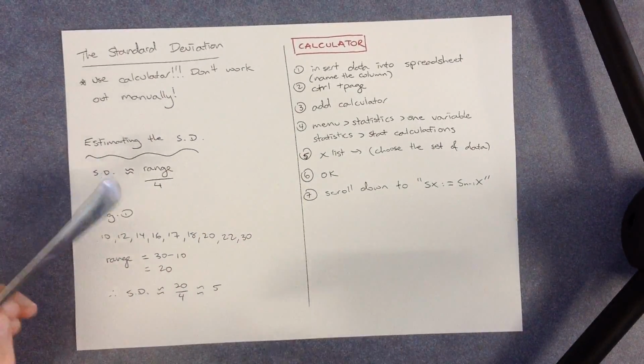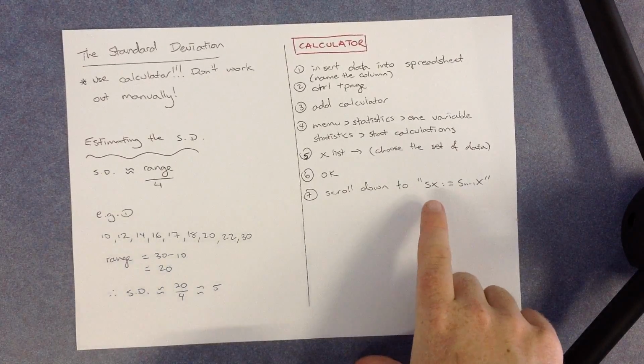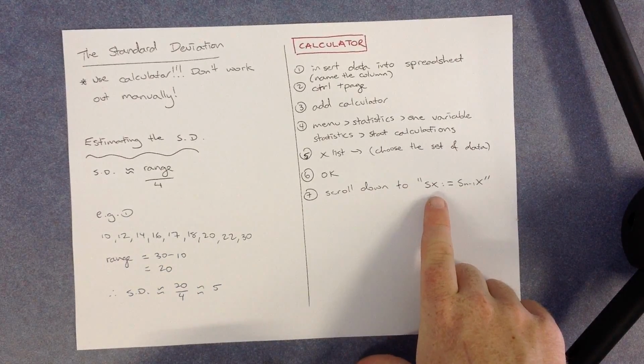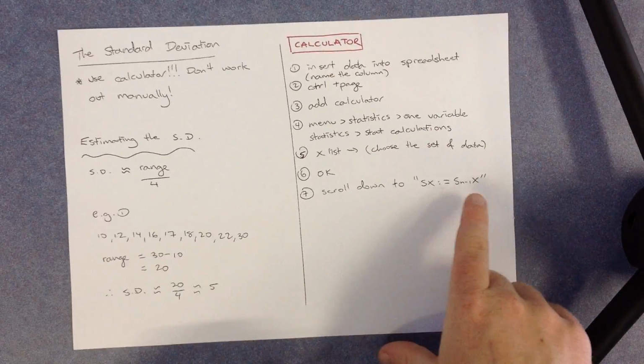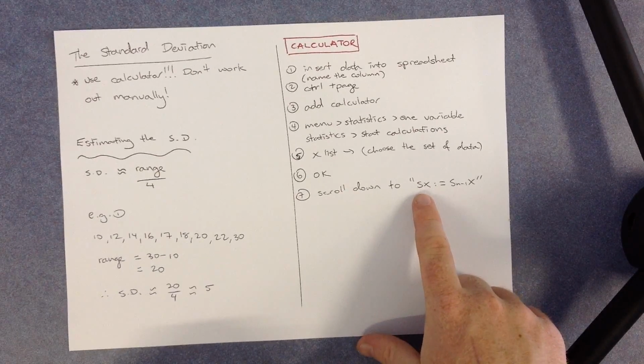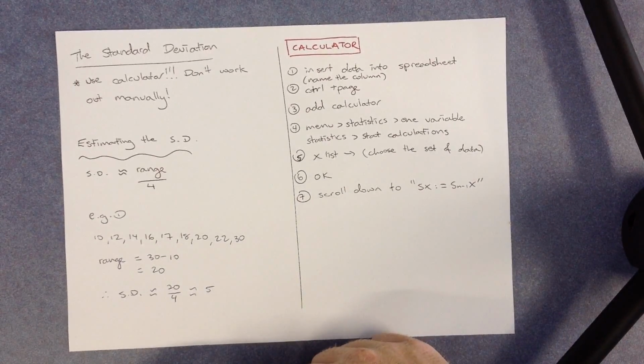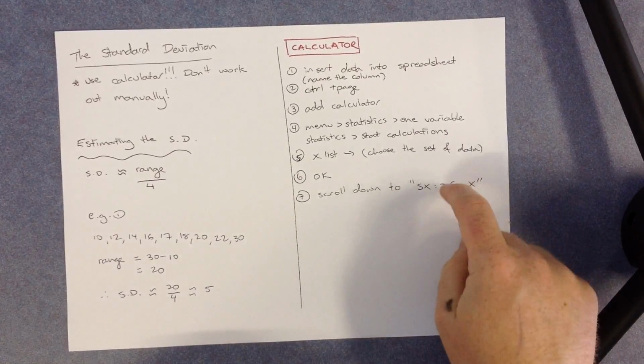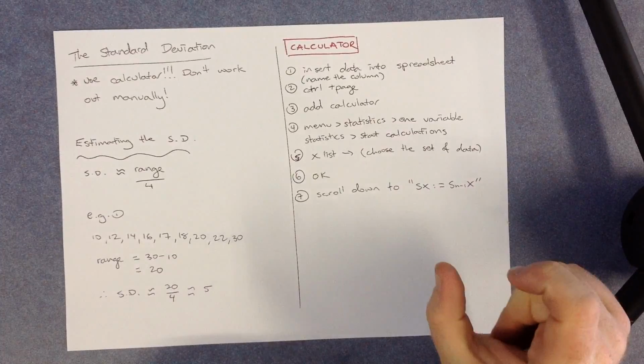Instead of scrolling down to the little x with the line across the top, we'll scroll down to the one that says sx := sn-1 x. That just means the standard deviation. It's the only one with the S in it anyway, so if you get a bit confused, the S one is the standard deviation one. But you'll need to know that in your calculator, that will read as the standard deviation.